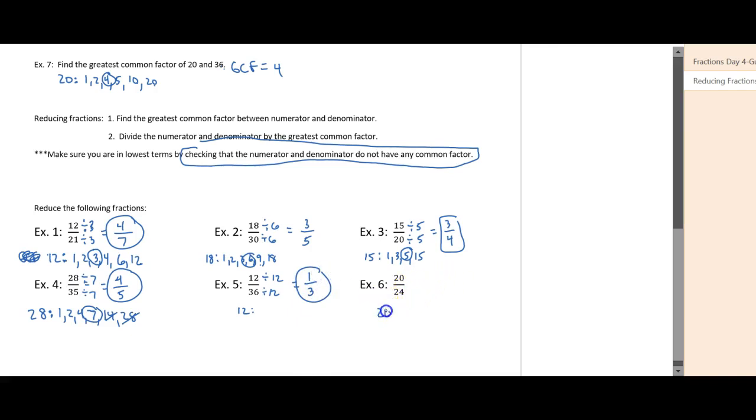And the last one, factors of 20. We know are 1, 2, 4, 5, 10, and 20. So these are all the numbers that could go into 20 evenly. What's the largest one from this list that goes into 24? 20 doesn't, 10 doesn't, 5 doesn't, 4 does. So we're going to divide the numerator and the denominator by 4. 20 divided by 4 is 5. 24 divided by 4 is 6.